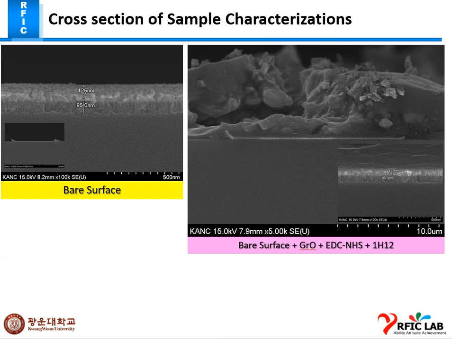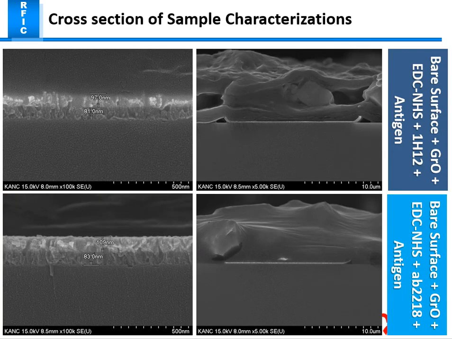And this is the cross section of the sample characterization that I already presented. We have defined that the PTTI metal always changes with the biological elements. If we compare with the bare surface, then compare with the 1H12 antibody, the metal surface is already changed. And if we consider the antigen, it also varies the PTTI metal surface.